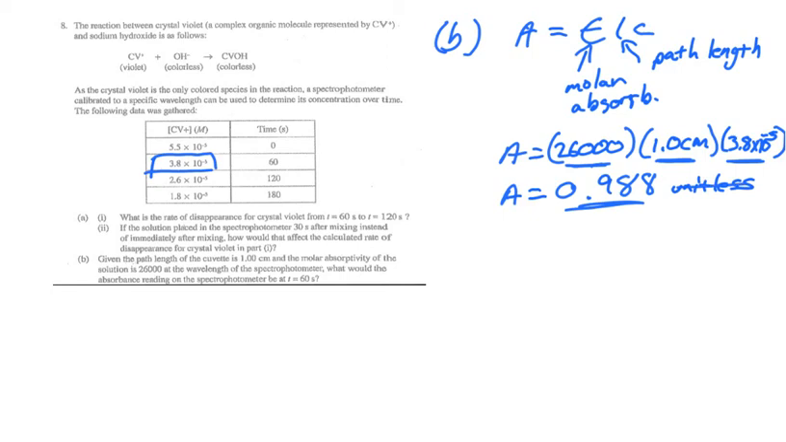But we do need to think about sig figs. This had 2, and I want to make sure I wrote down the correct number. I did. This had 2, and this had 2. So I'm probably going to want to do 0.99 for my absorbance.